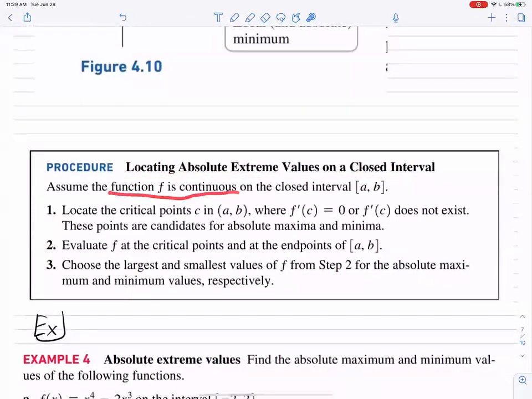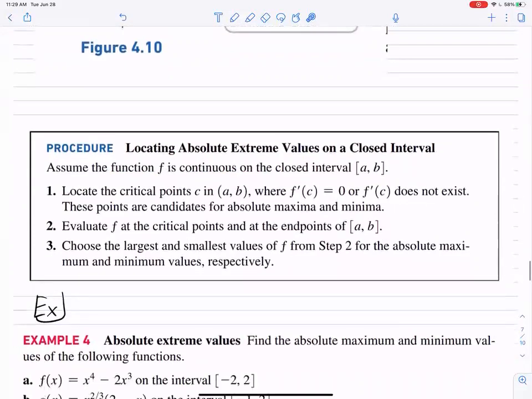The function has to be continuous on the closed interval. Very, very important. And this is what you're going to do. First thing you do is locate the critical points inside the interval. So we don't check the endpoints. We just check for critical points inside. And you want to find where the derivative is 0 or the derivative does not exist inside this interval. It has to be inside the interval.